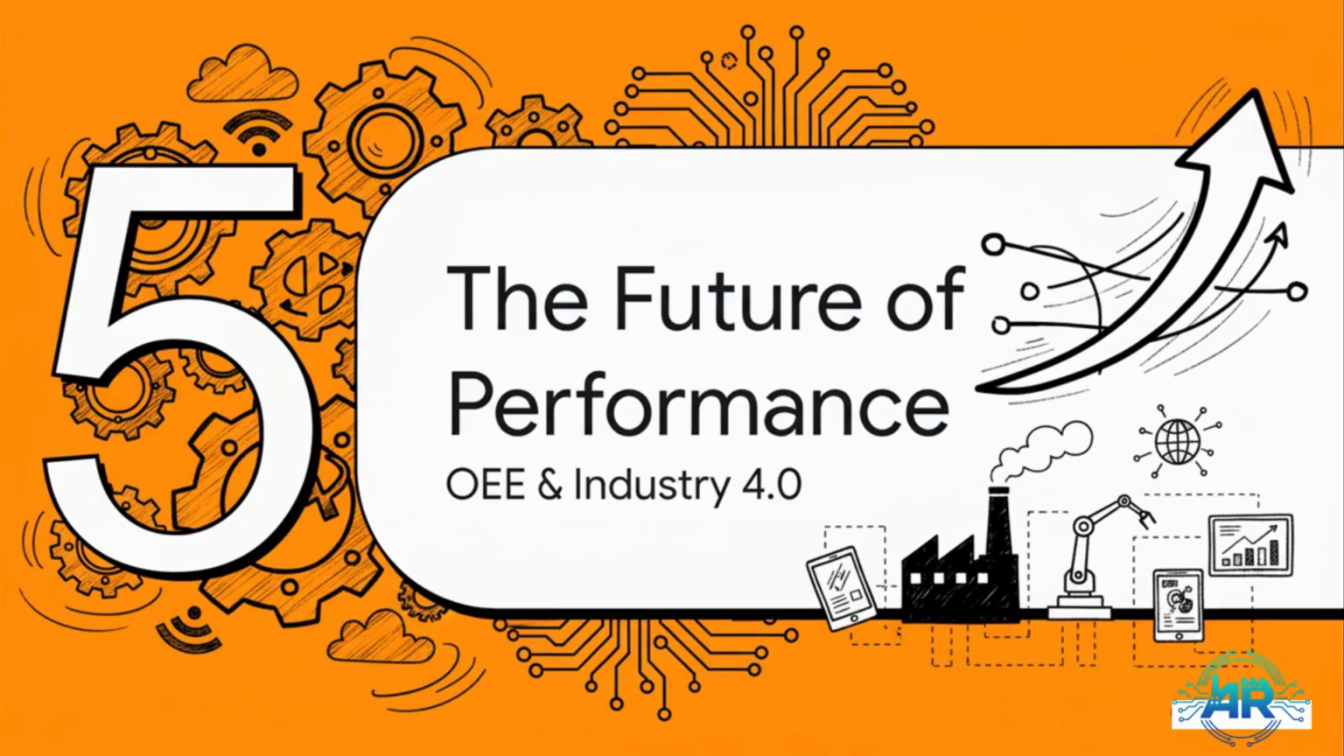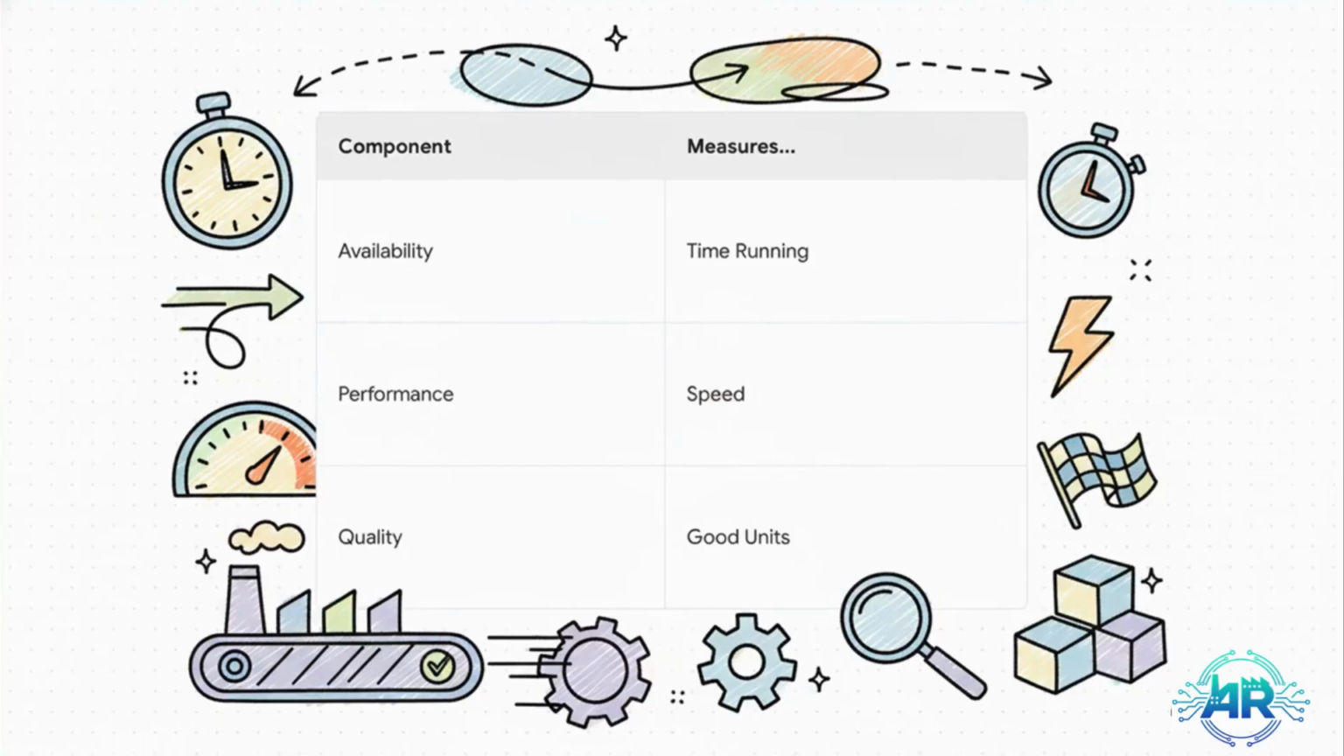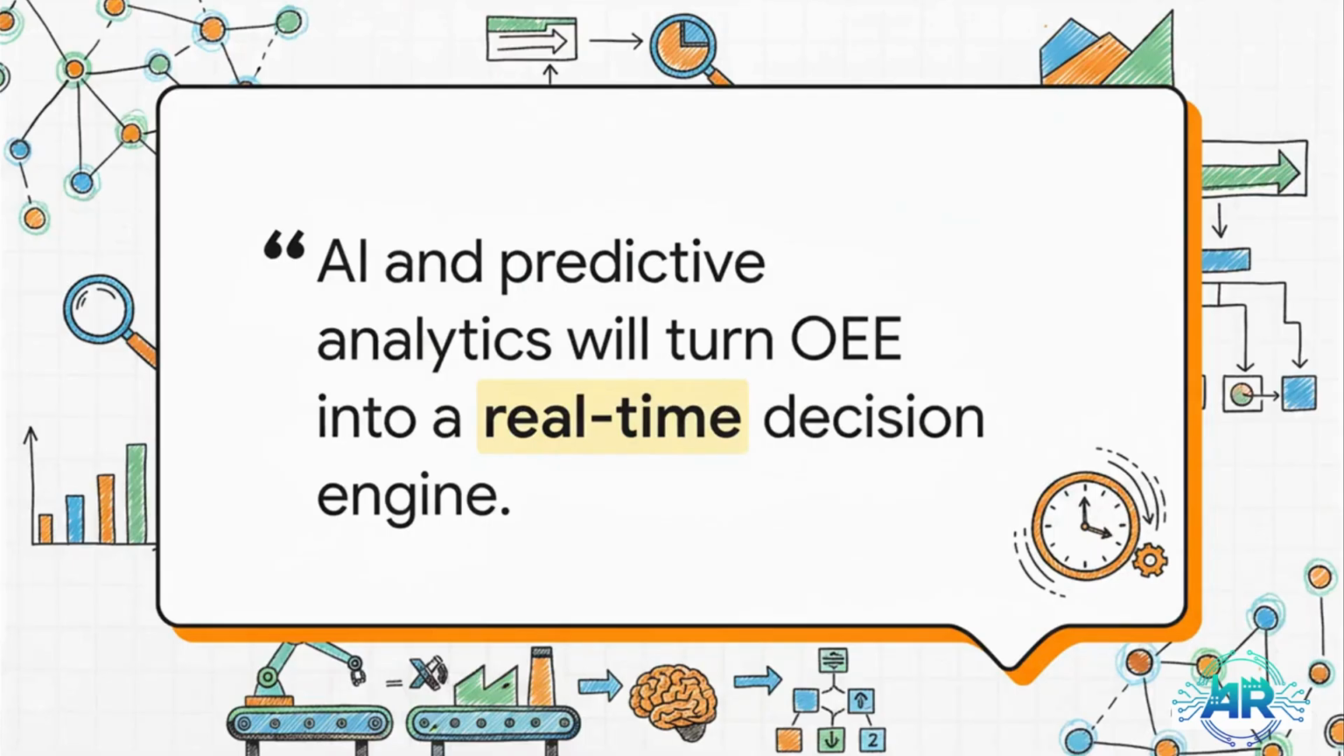OEE is already an incredibly powerful tool, but its story is far from over. Let's wrap things up by taking a quick look at where this metric is heading, especially now in the age of Industry 4.0. But before we look forward, let's do a quick recap. If you remember nothing else from this, remember this. Availability is all about time, performance is all about speed, and quality is all about making good units. It's really that simple.